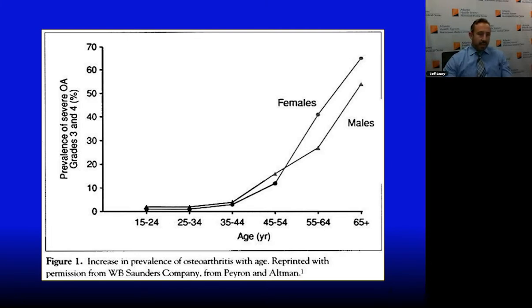So we are seeing this at a fairly young age, and then right in that middle-aged baby boomer population, we start seeing a big spike in the current demographics in the U.S.